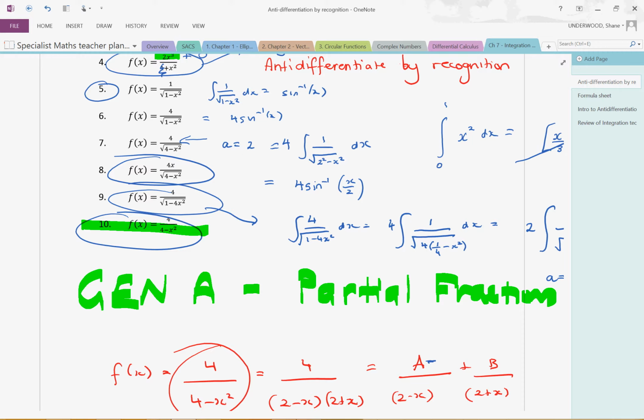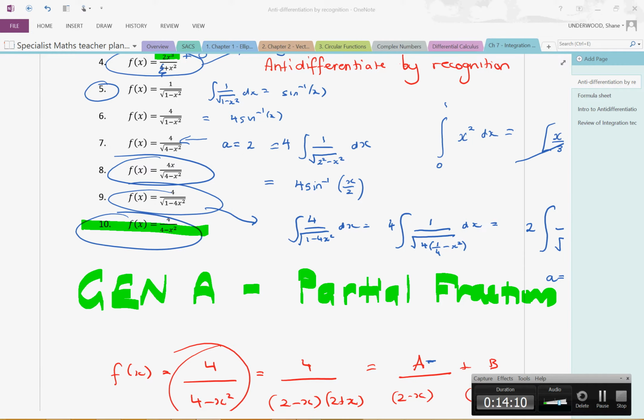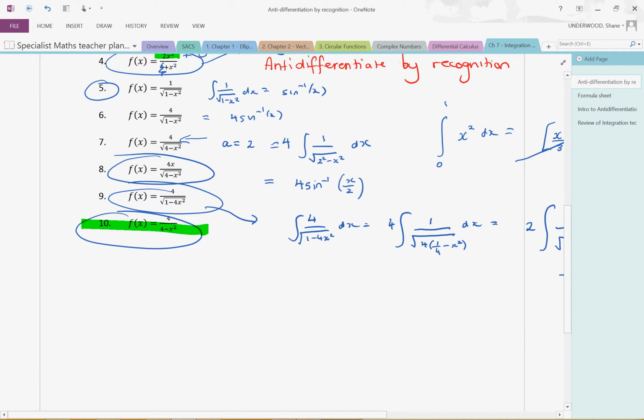So let me just pause this video for a second. I'll do some rubbing. Resume the video. So with this one, we said that 4 over 4 minus x squared, now if you did this in an exam, that's perfectly fine. That is equal to, with respect to x, 1 over 2 minus x plus 1 over 2 plus x, like so.